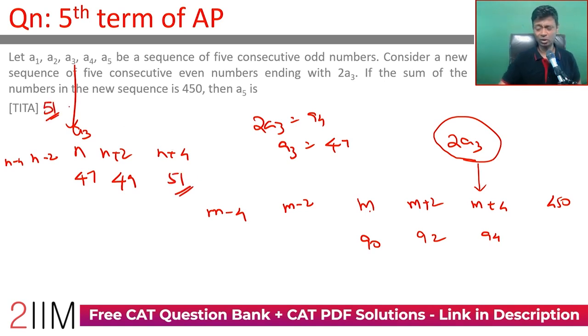The key learning here, the only important point here: if you have 5 terms in an AP, anchor it around the middle term. The average of any number of terms in an AP is the middle term. Median, mean, both are the middle term. So with 5 terms in an AP, 5 times the middle term is the sum of all terms. The sum of these 5 terms is 450, so the middle term is 90. Middle term is 90, that means the last term is 94. Last term is 2a3, 2a3 is 94, a3 is 47, a4 is 49, a5 is 51.